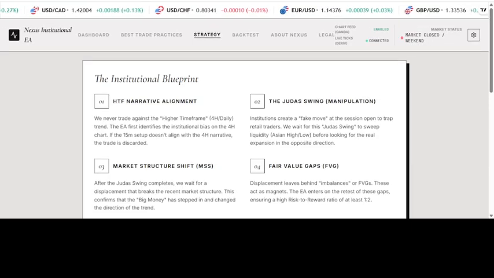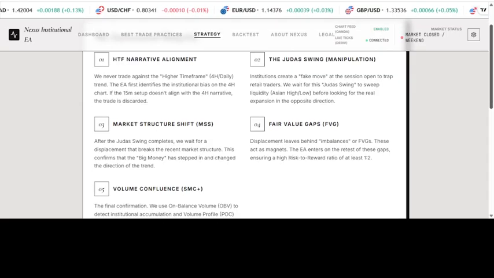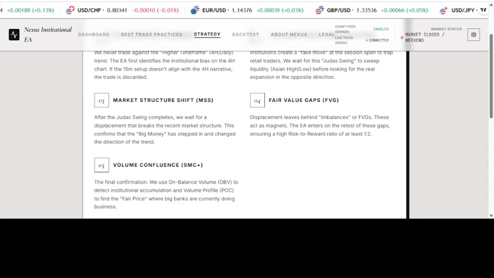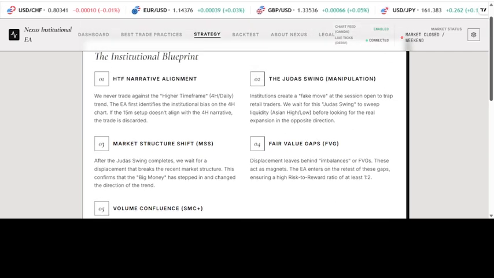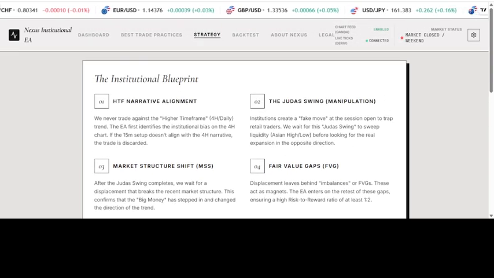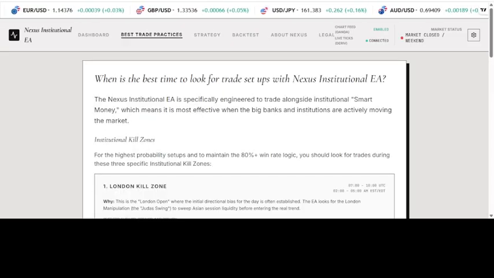So we have the institutional blueprint I just talked about: Judas swing, fair value gaps, volume confluence. This is extremely important here. Market structure shift and higher time frame trend confluence. Okay, so let's go into the best practices section here.